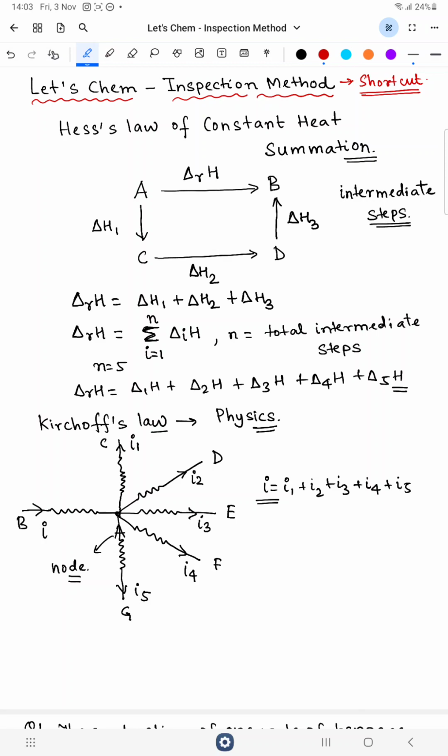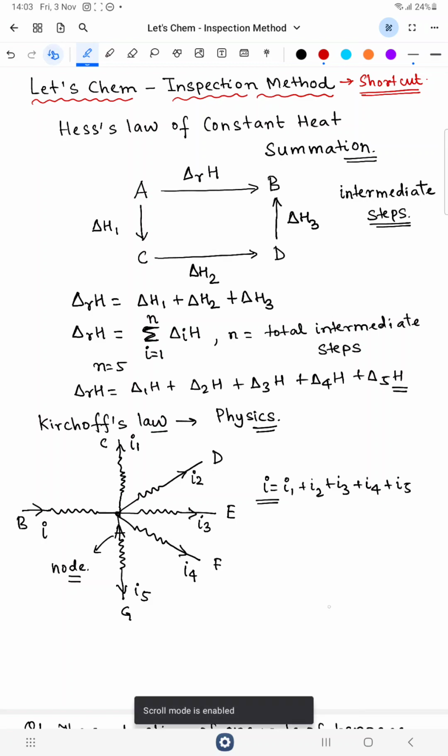Okay, so I hope the basic introduction is done. I'm not getting into the depth of thermodynamics. We'll do that in later chapters or in later videos, once we are actually focusing on the complete thermodynamics chapter. Now it's only about the topic, the inspection method.